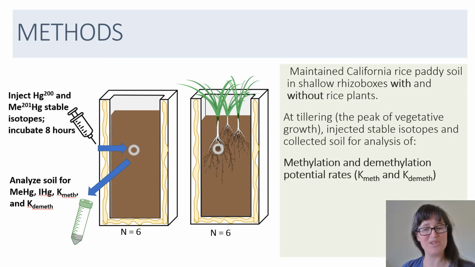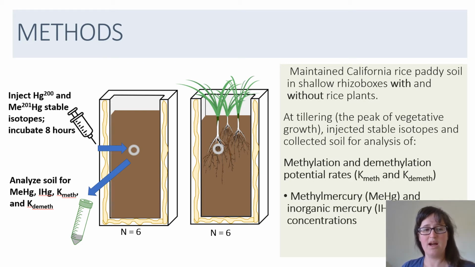Just a quick note, why are these called potential rates? Well, they're called potential rates because the bioavailability of the tracer for methylation is different from the bioavailability of the methylmercury and inorganic mercury that's present there naturally. So these are not absolute rates. They couldn't be used to calculate the absolute methylmercury production capacity of this system over time, but they do give you a window, a snapshot into what's going on at an ecological level in this system.